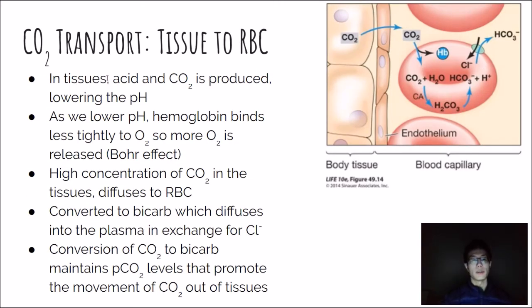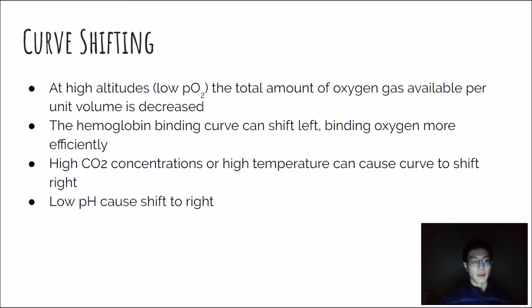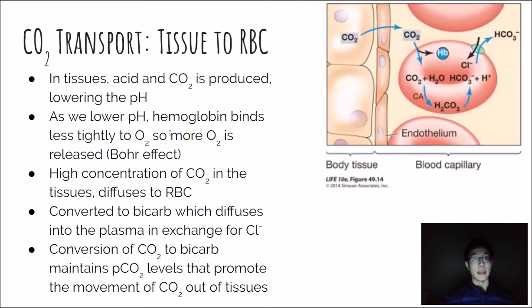So again, in tissues, acid and CO2 is going to be produced as we're respiring. Through tissue cellular respiration, we're going to be producing some CO2. That CO2 is going to ultimately lower the pH. As the pH lowers, the hemoglobin is going to bind less tightly to O2, so more O2 is going to be released, which is what we just discussed over here. So this decrease in the pH and an increase in oxygen release is called the Bohr effect.